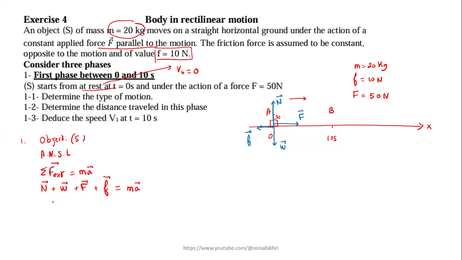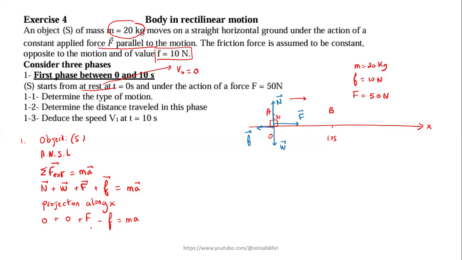Now, in this next step, we will take the direction into consideration. So we'll do now a projection according to the motion, where the motion is along the x-axis. Now the normal with respect to the x-axis is perpendicular. This means its effect is equal to 0. The weight, the same thing. Whereas the force of traction is parallel with the x-axis in the same direction. So it will be positive F. The friction is parallel but in the opposite direction. So it will be negative f equal to ma.